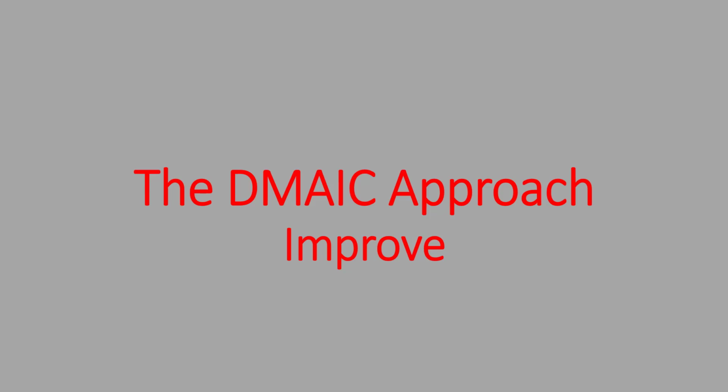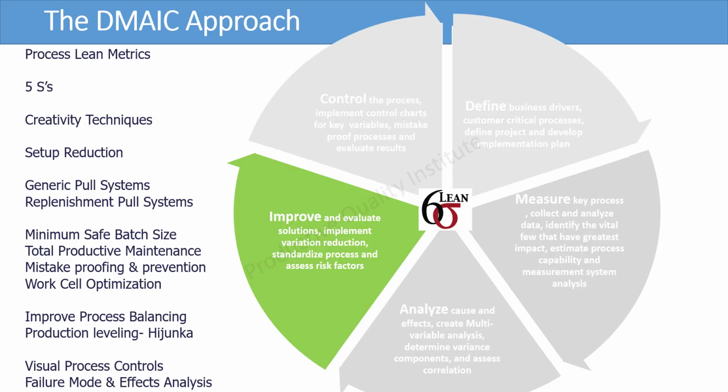Ladies and gentlemen, now we will start the 7th lecture of the Improve phase. During the lecture, the following topics will be covered: Improve process balancing, production leveling Heijunka.